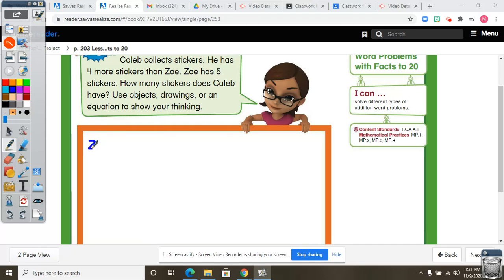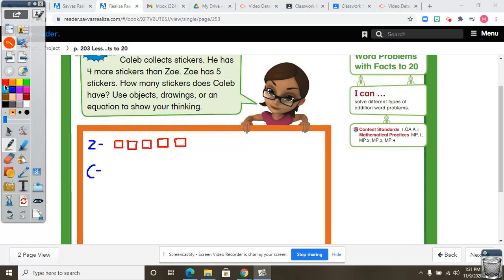Okay, so put a Z for Zoe here. Now let's make 5 stickers for Zoe. Now I'm just going to make 5 cubes that represent stickers. And you can do the same on your page. 1, 2, 3, 4, and 5. Okay, now it says that Caleb has 4 more stickers than Zoe.